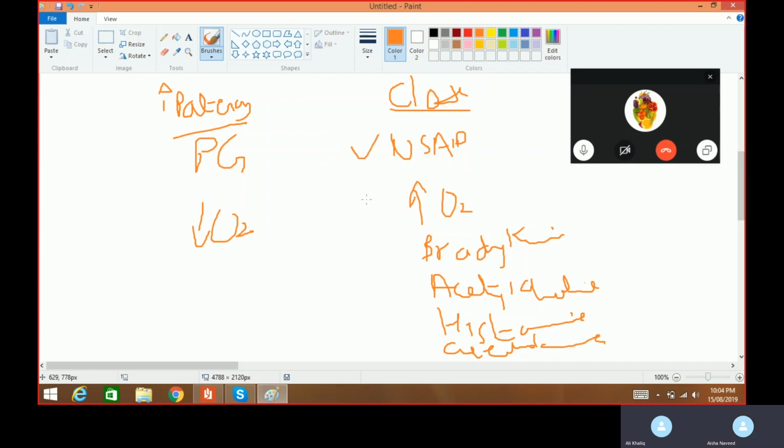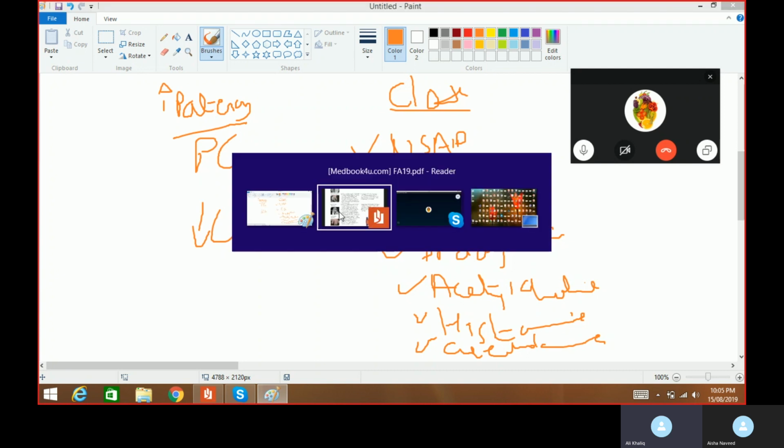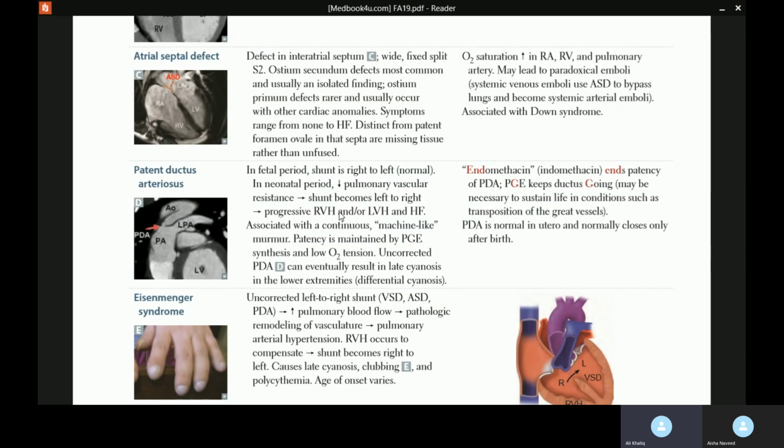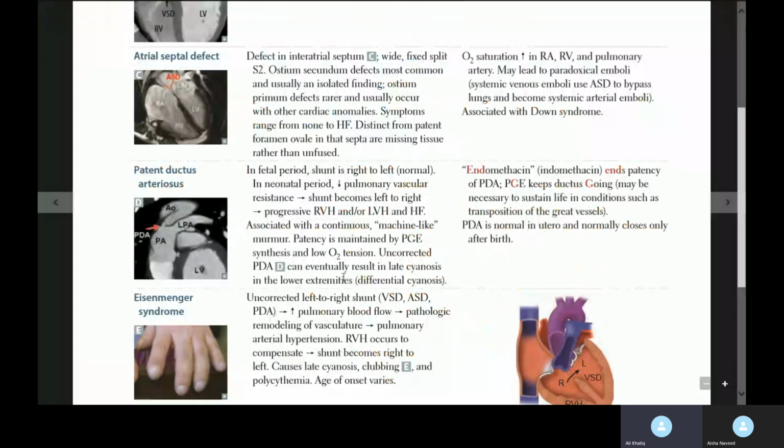NSAIDs, increasing oxygenation, bradykinin, acetylcholine, histamine, and catecholamines will close the ductus arteriosus, right? So this was what you should know about the PDA: the type of murmur you can get, when it will close, when it will open. Anything else? Any question?